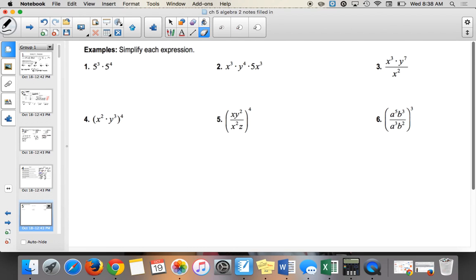So think about it in expanded form. I'd have 5 times 5 times 5, and then I'd have another 5 times 5 times 5 times 5. So how many 5s do we have? 7, exactly. So we have 5 to the 7.